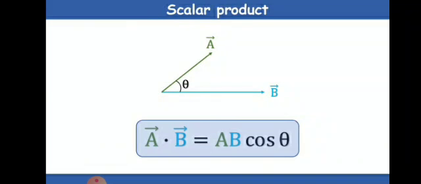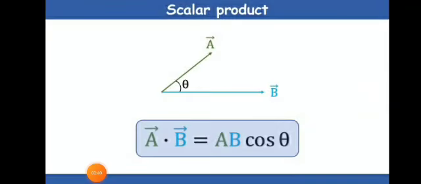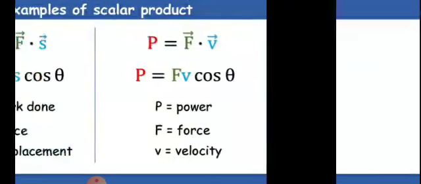The scalar product is also called the dot product. Vector A dot vector B is equal to AB cos theta. The dot product of 2 vectors, vector A and vector B, is denoted by vector A dot vector B. The dot product of 2 vectors is defined as the product of the magnitudes of the 2 vectors and the cosine of the angle between them. So theta is the angle between the 2 vectors.